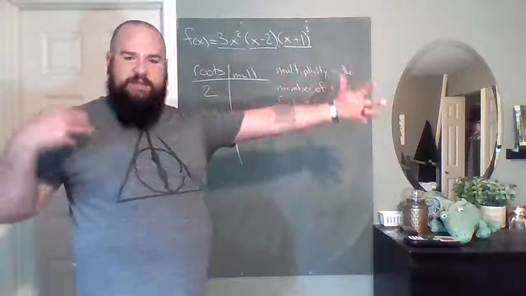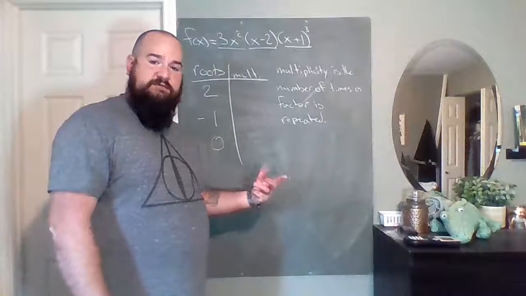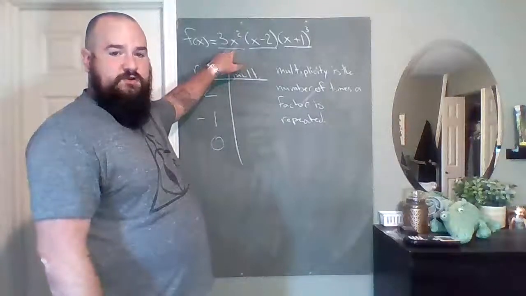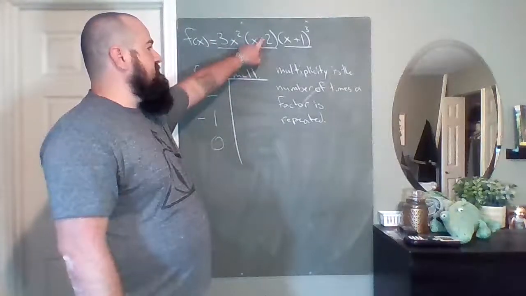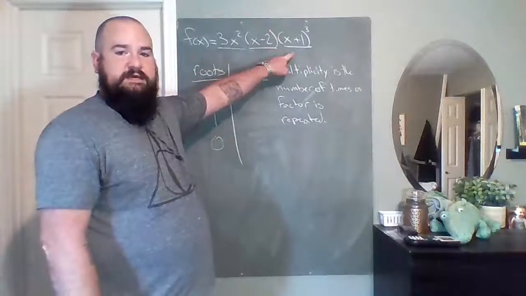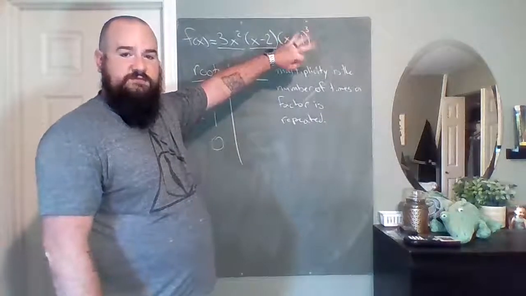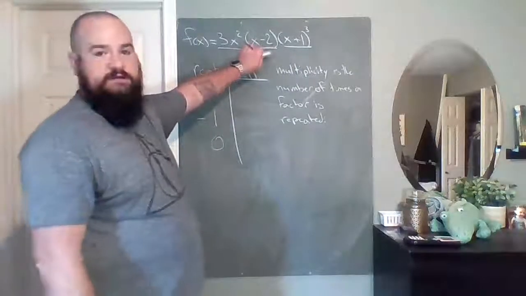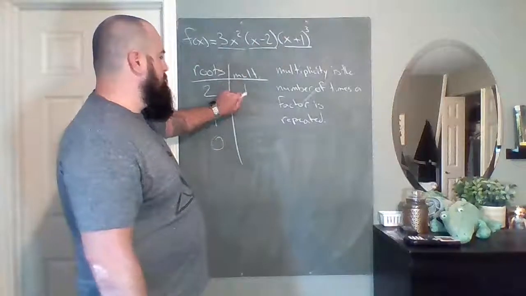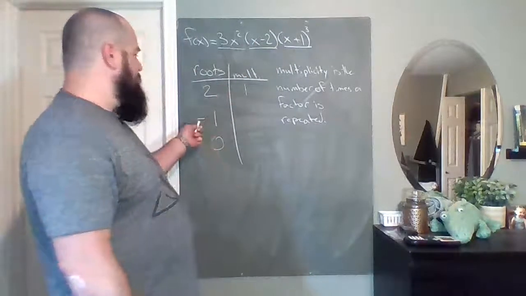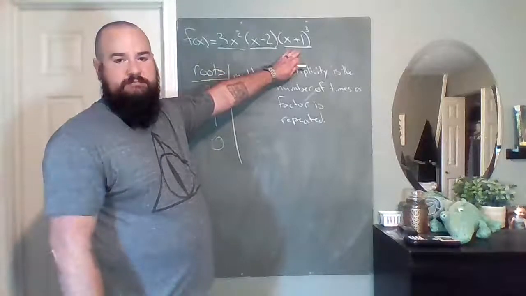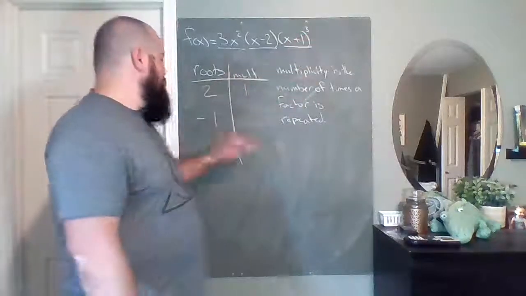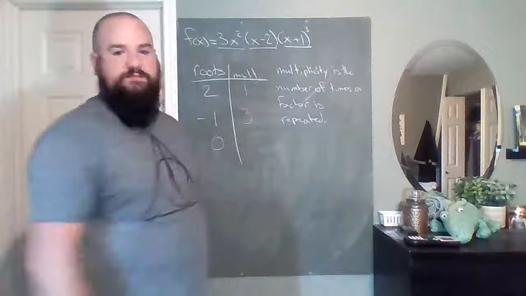But if we were to write this all the way out, like in that worked example at the end, we had x minus 0, x minus 0. Since this is squared, this would occur twice. Since this is only to the first power, this is only going to occur once. Since this is to the third power, this is going to occur 3 times. So our root at 2 came from this factor here, which only happens once, so it has a multiplicity of 1. Our root at negative 1 came from this factor here, which occurs 3 times. So our root at negative 1 has a multiplicity of 3.